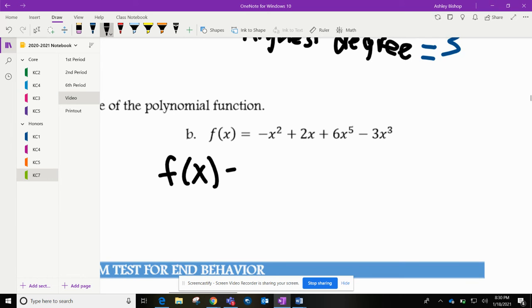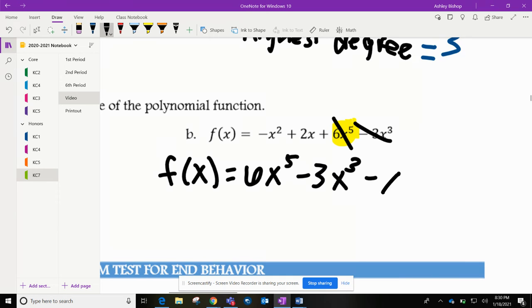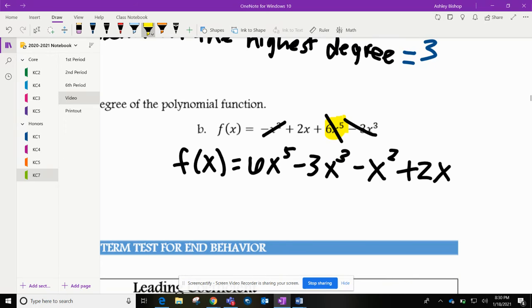So I have f of x equals, the biggest exponent I see here is 5. So this whole term should be first. So 6x to the 5th power. The one after that, I see the next biggest exponent would be the one with the 3. So I have minus 3x to the 3rd power. Then I see the next one after that would be negative x squared. And my last term would be plus 2x. Now I have rewritten it so it's in order from biggest to smallest exponent.